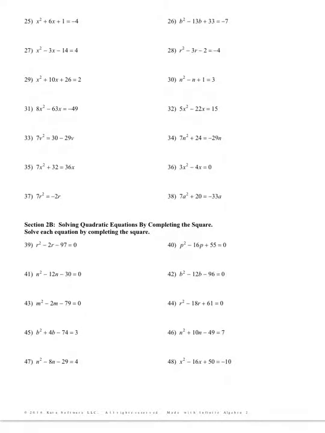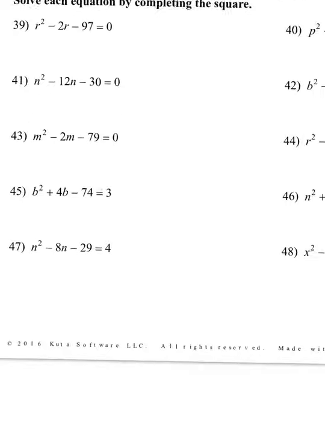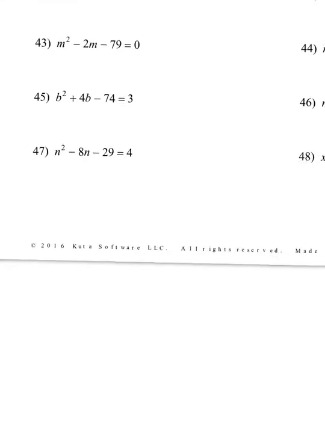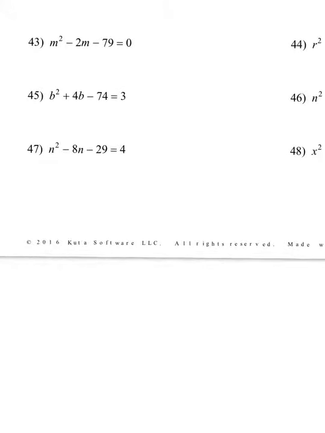The next one we're going to do is number 43 here. So let's focus in on 43. And again, we're completing the square here. Okay. And if I went through this process with 43, remember, you need to get your constant term to the other side. So I'm going to add 79. I'm going to add 79.